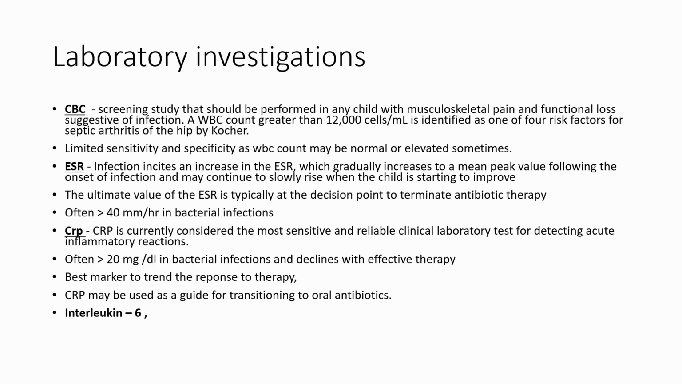Third is CRP. CRP is currently considered the most sensitive and reliable clinical laboratory test for detecting acute inflammatory reactions. Often it is raised to more than 20 milligram per deciliter in bacterial infection and declines with effective therapy. Currently, it is the best marker to trend the response to therapy. CRP may be used as a guide for transitioning to oral antibiotics. Apart from that, other laboratory investigations include interleukin 6 and procalcitonin, but these are not usually done because of higher cost.